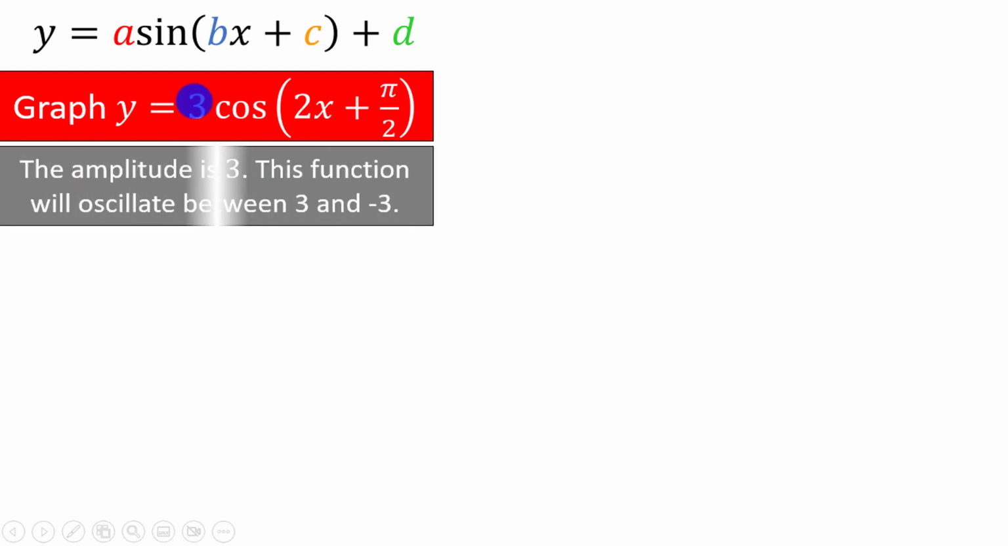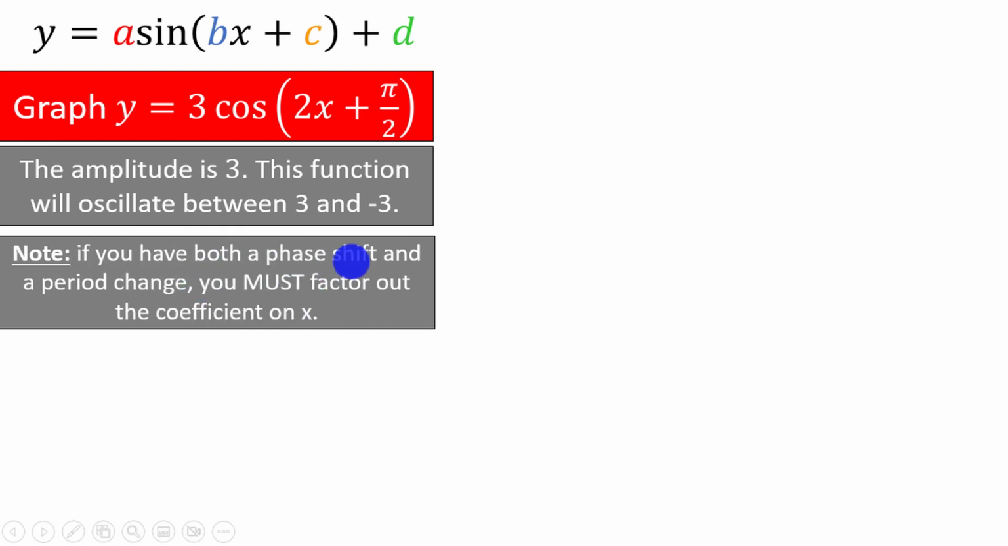The amplitude is the absolute value of a, which in this case is 3. That means this function will oscillate between 3 and negative 3. Now in this problem, we have both a phase shift, indicated by the plus pi over 2, and a change in period, indicated by the 2 multiplying the x. If that's the case, then the value for c will not actually be the correct phase shift. There's one small adjustment that you will need to make first.